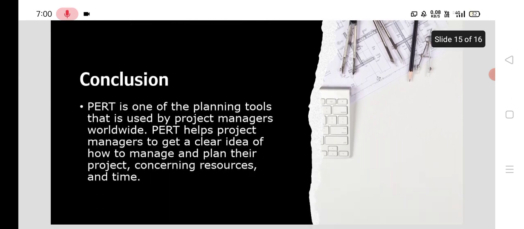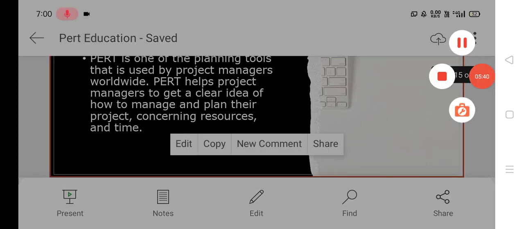Then we are going to the conclusion. PERT is one of the planning tools used by project managers worldwide. PERT helps project managers get a clear idea of how to manage and plan their project concerning resources and time. Thank you so much.